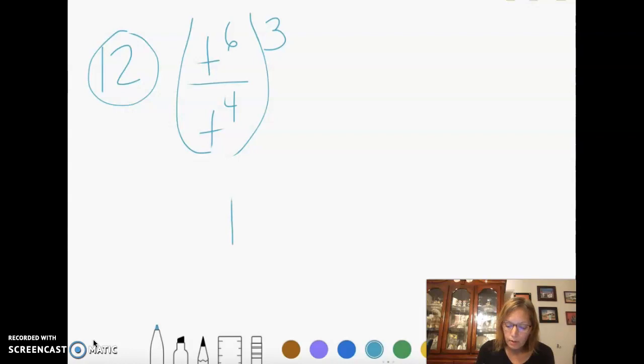So I'm going to write the base. 6 minus 4 is 2. And then I'm going to put that exponent back on because I haven't used it yet. Now remember the rule, when you have an exponent on an exponent, you multiply. So 2 times 3 is 6.